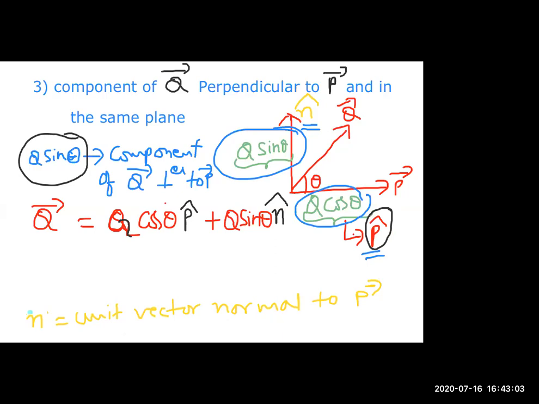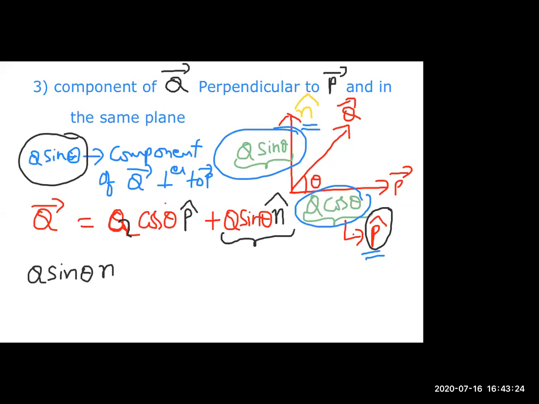Actually, my target now is the vector component of q bar normal to the plane. Normal to the plane means nothing but q sin theta n cap. So what is normal here? Q sin theta n cap. I can write it as q bar minus q cos theta p cap.